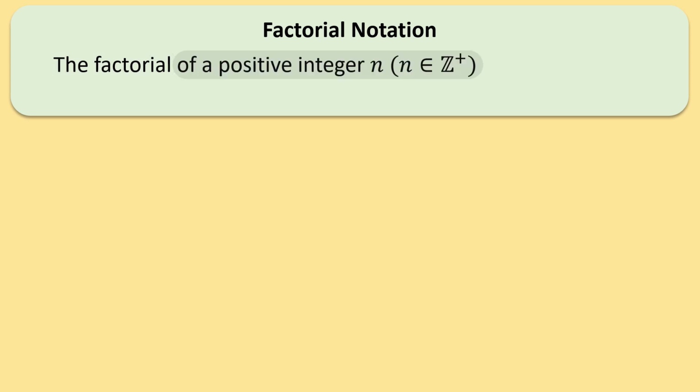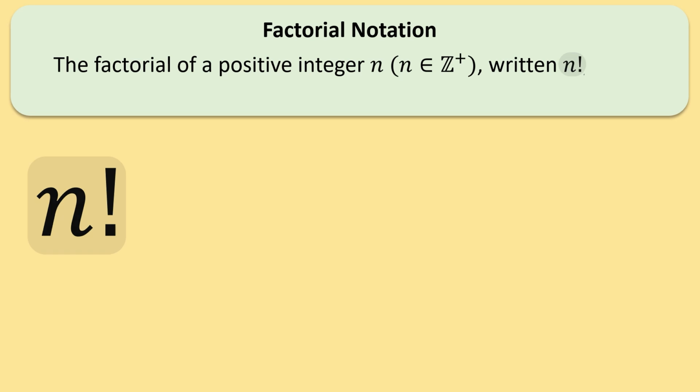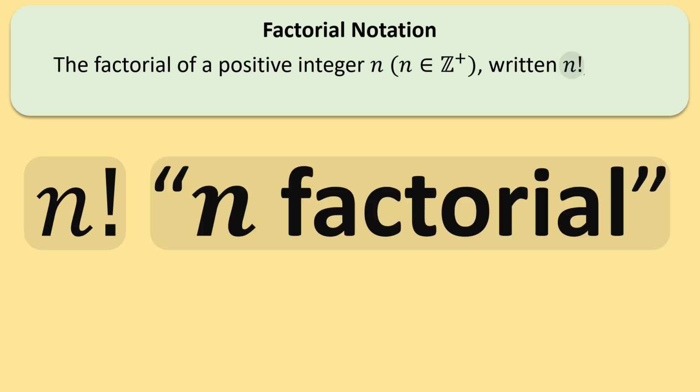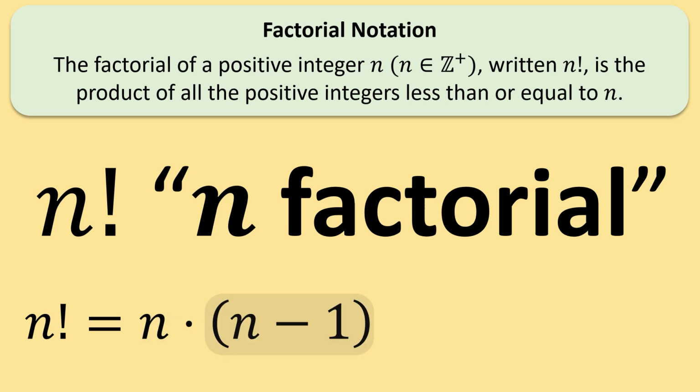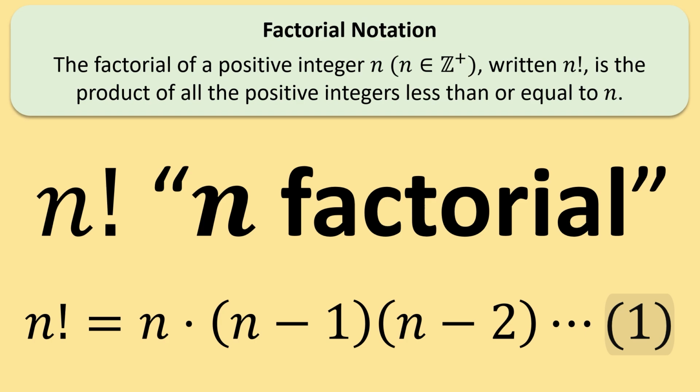The factorial of a positive integer n is written as n with an exclamation point. This is referred to as n factorial. It is defined as the product of all positive integers less than or equal to n. So, n factorial equals n times n minus 1 times n minus 2, and so on, continuing in this fashion all the way down until you get to 1.